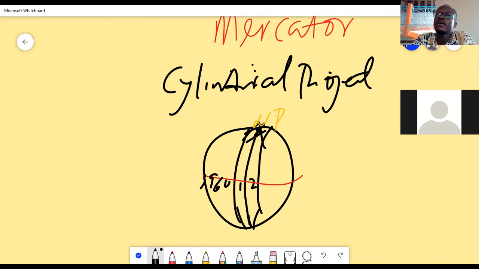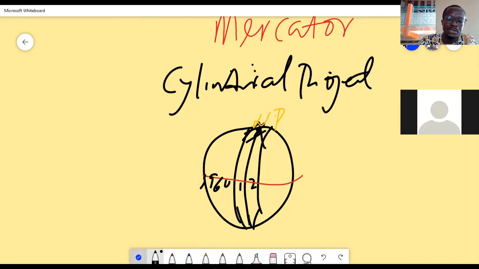Okay, so if you have 60 zones, divide the Earth into 60 zones, 60 strips, starting from one point and coming back to the same point, then what is the width of every zone? So that question goes to the class.